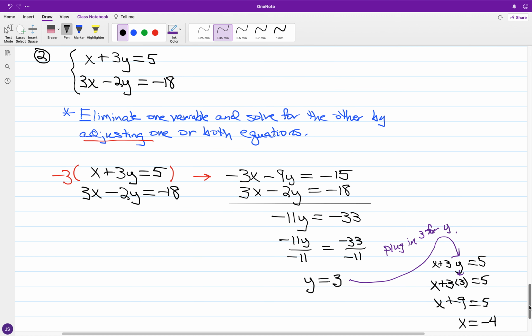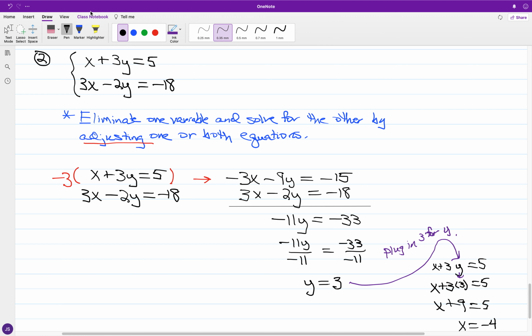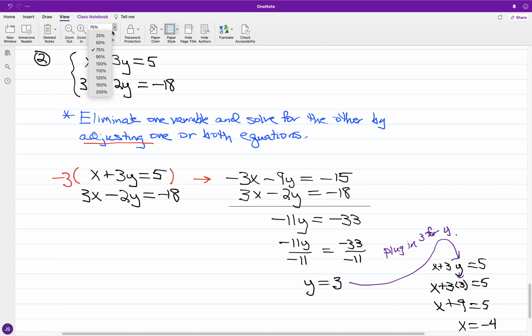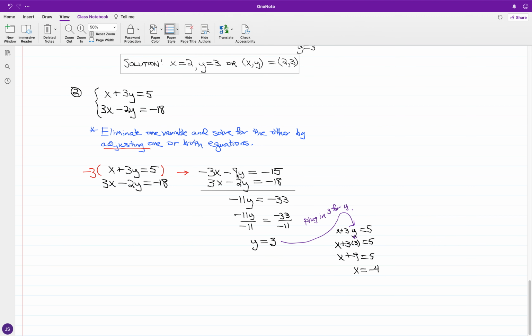Okay, and you can go back and check. So we have x at -4 and y at 3. Okay, so 3 times 3 is 9. We've got -4 for x. -4 plus 9 is equal to 5. And we have 3 times -4 is -12, -2 times 3 is -6, and -12 minus 6 comes out to -18.